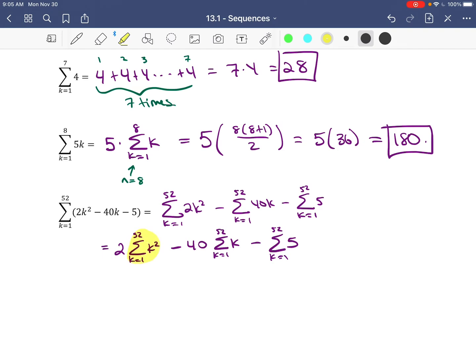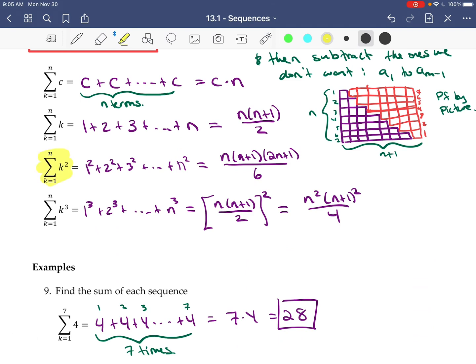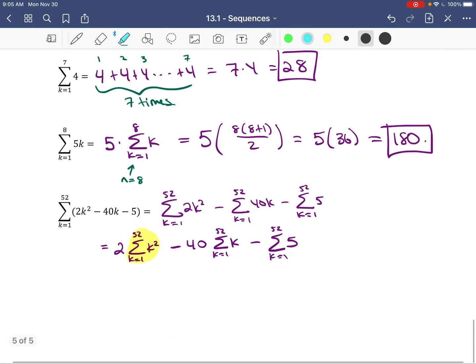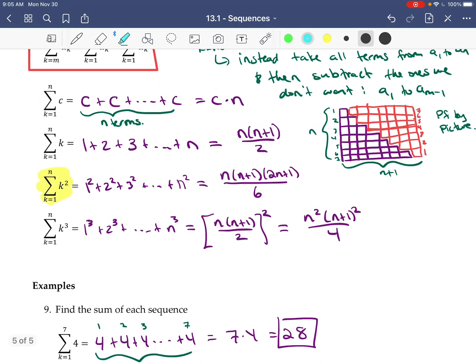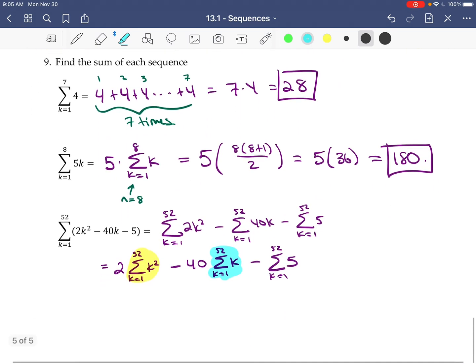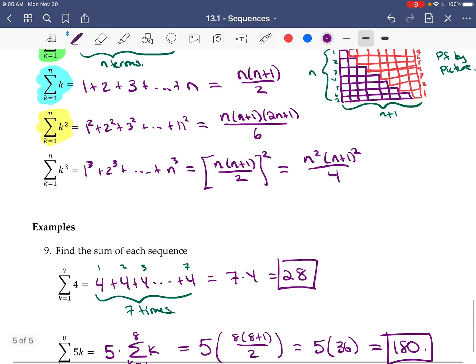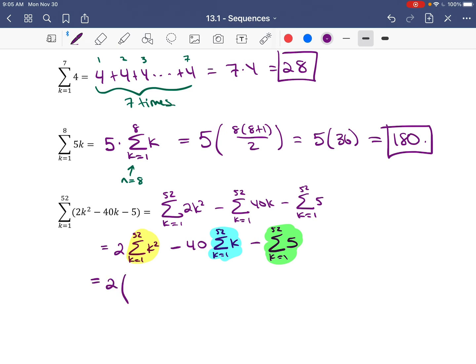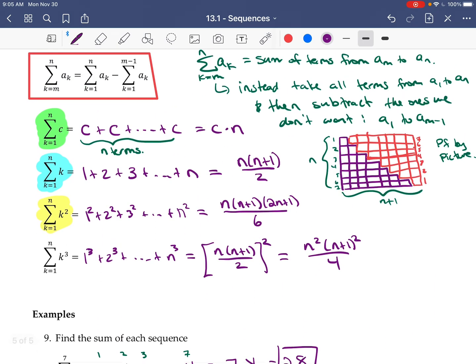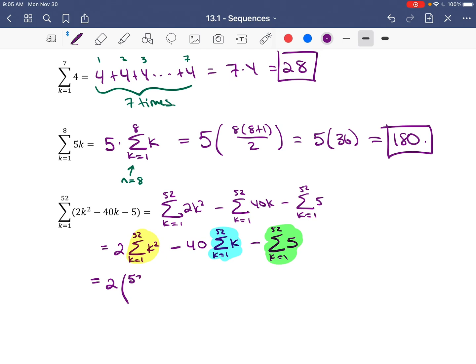Now this sum, I know how to compute using this formula. This sum, I know how to compute using this formula. And this sum, I also know how to compute using this formula. So I'm going to be using those. When I have the sum of k squareds, my n is the finishing bit. So it's n times n plus 1 times 2n plus 1, all over 6. So this is going to be 52 times 52 plus 1 times 2 times 52 plus 1, all over 6.